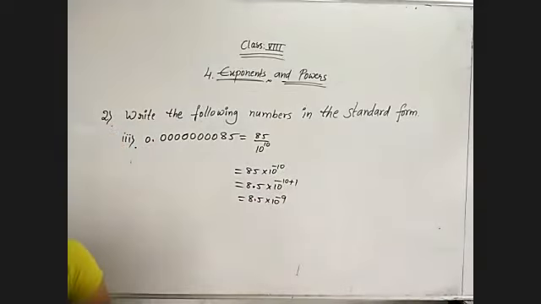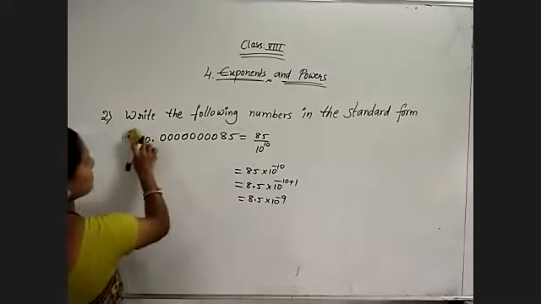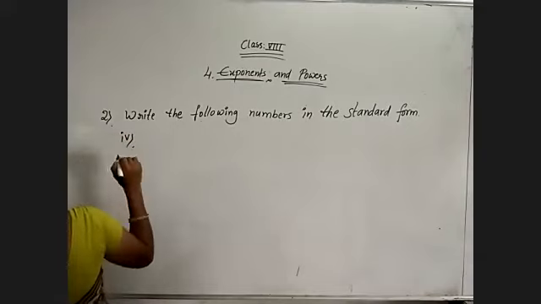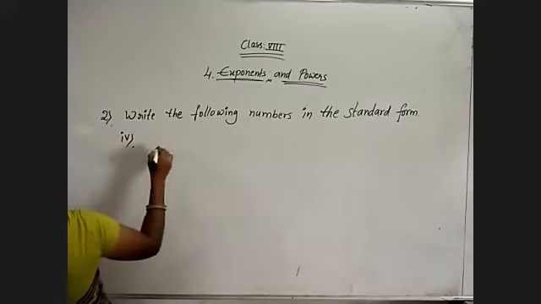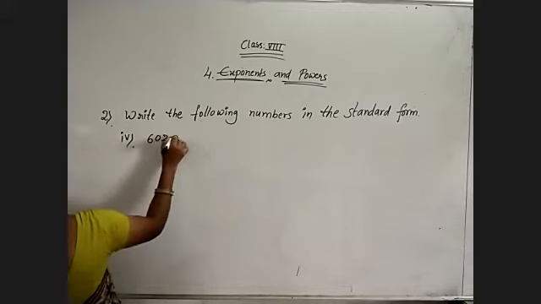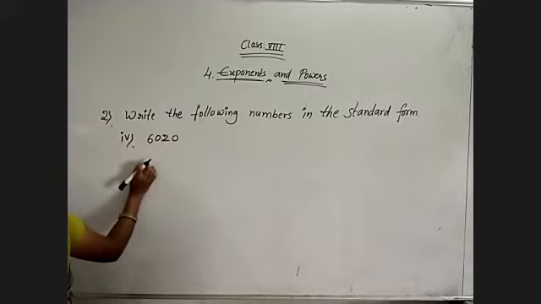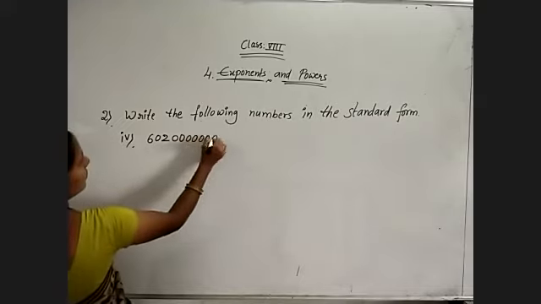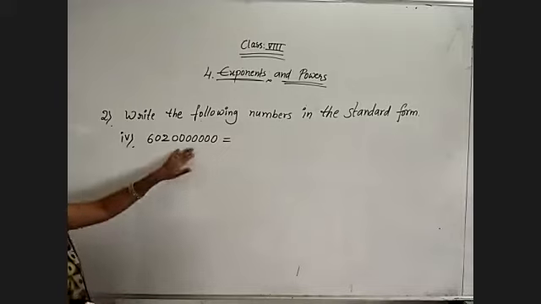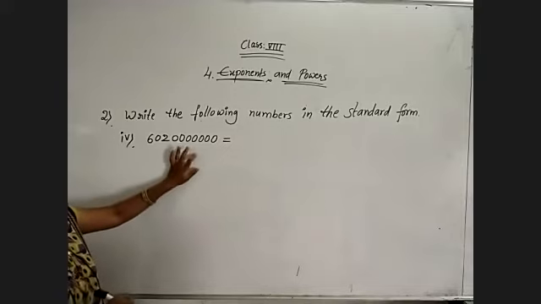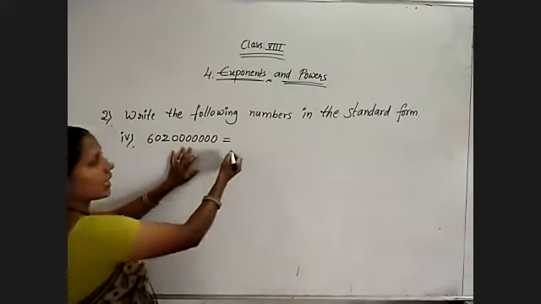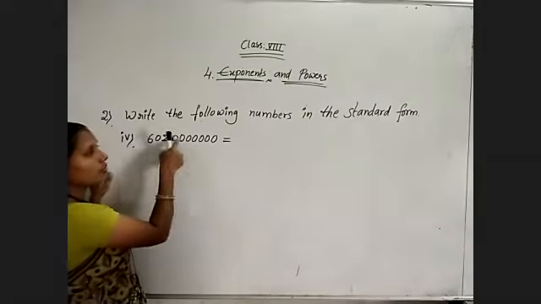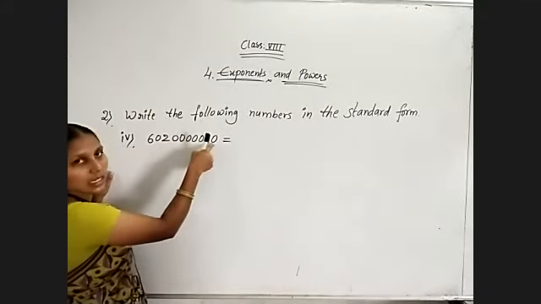And the next problem: 6020000000 ending with 1 2 3 4 5 6 7 zeros. Like this, one number is given. Now observe, a decimal point is not there, which means it is a very large number, so it is very simple to write. As I told you, count the total digits. There are 10 digits.